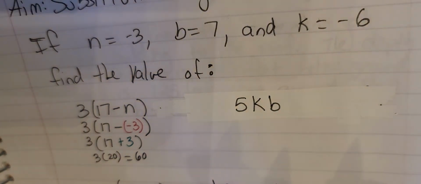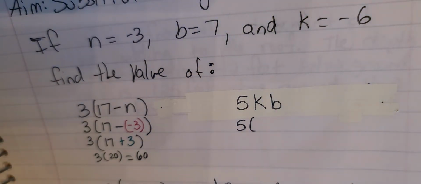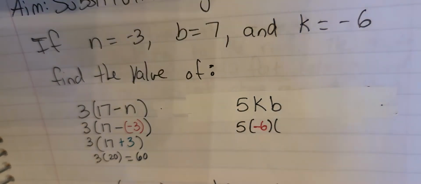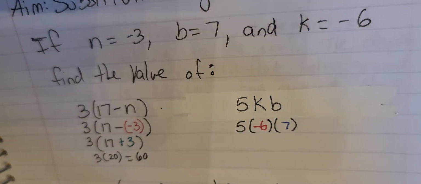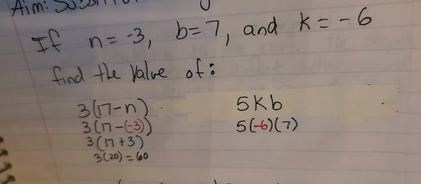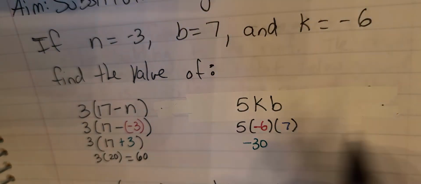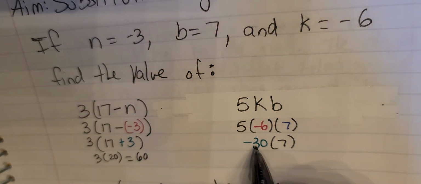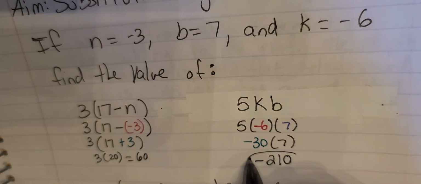Now the next one, 5kb. So I'm going to keep my 5. I'm now going to put parentheses in. My k was -6, and my b was 7. Now, I'm going to go straight across and do order of operations here. 5 times a -6 gets me a -30. And I'm just going to bring down that times 7 to it. Then -30 times 7. In this case, we're going to have a negative for our answer. 3 times 7 is 21, and we put that 0 on because we had the 0 here. This would give us -210.